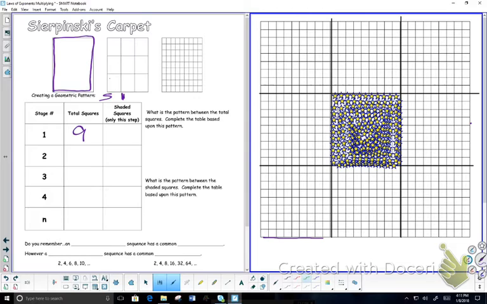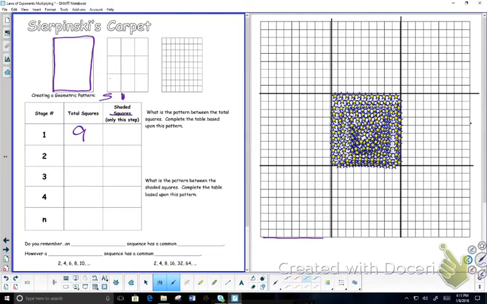Okay, so now you'll notice in our table the next thing that it asks us for this exact same stage, stage 1, is, well, how many shaded squares did you have? Just in this step, how many squares did we shade? Well, we shaded that one big square in the center, correct?